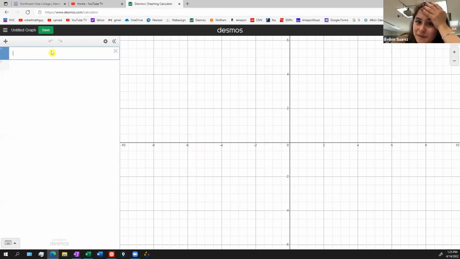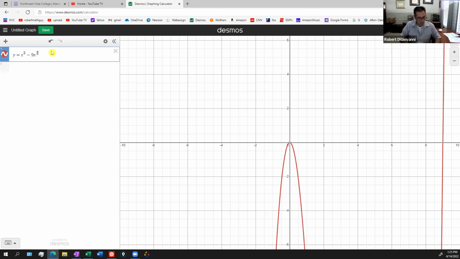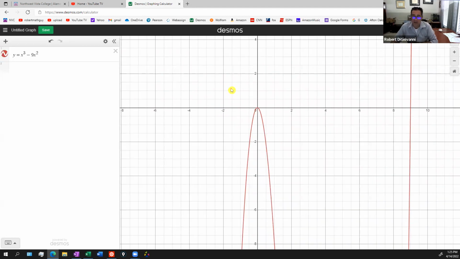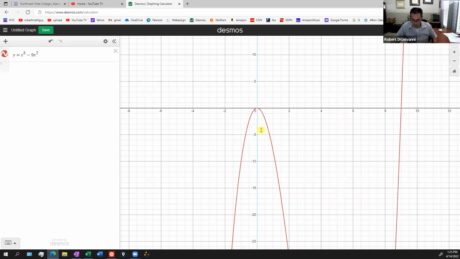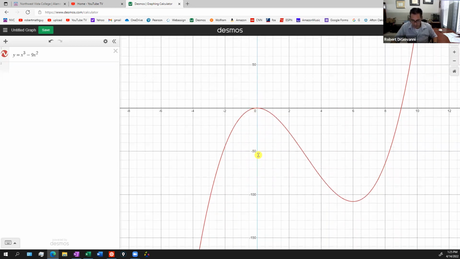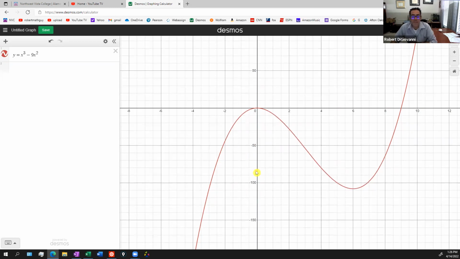Can we do another one like this one? Y is x cubed minus 9x squared. Okay, there's the graph of this function. That's the graph on Desmos. Now I'm going to adjust this so we can see it. If I squeeze the y-axis down, that's what we have, right? And do y'all see that at the point 0, 0, right? That's the point 0, 0.